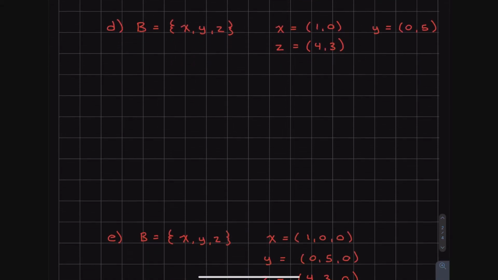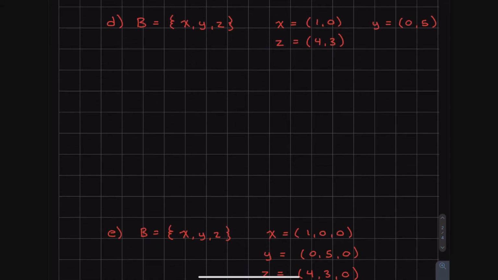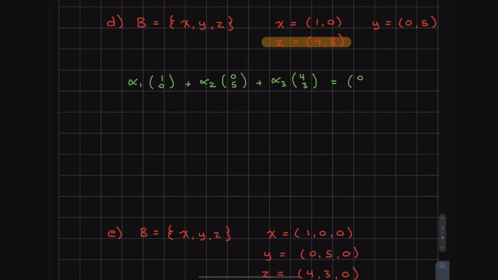So now we move on. Same scenario, except all we did is change z, so now it's 4, 3. It's not 0, 0. Well, now we can write down our equation. We'll have alpha 1 times x, which is 1, 0, plus alpha 2 times y, so in this case 0, 5. So this is starting to look very familiar. But now we have plus alpha 3. If there's another vector, we just add another alpha, times 4, 3. And this should always still be equal to 0, because remember, we're solving for the alphas. We're not solving what this is equal to.